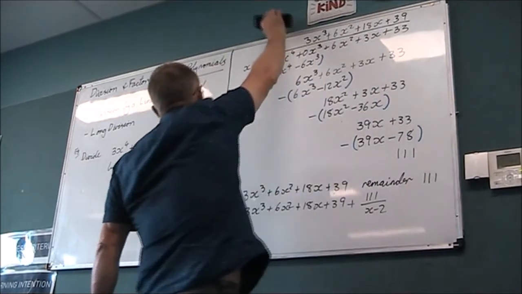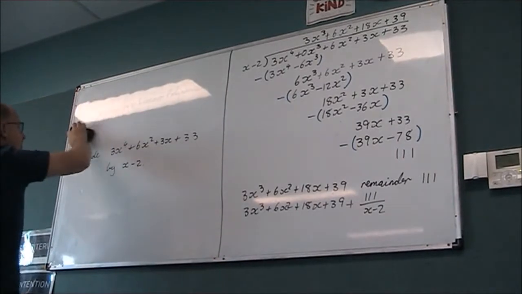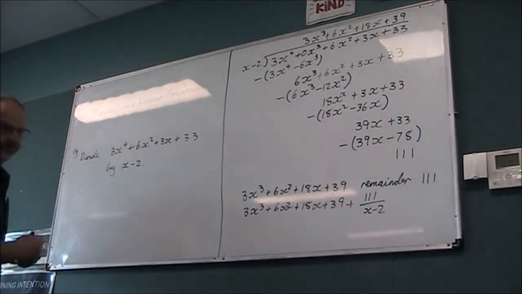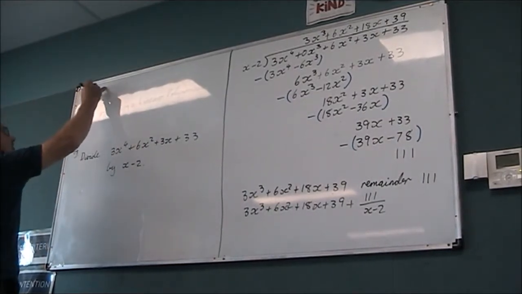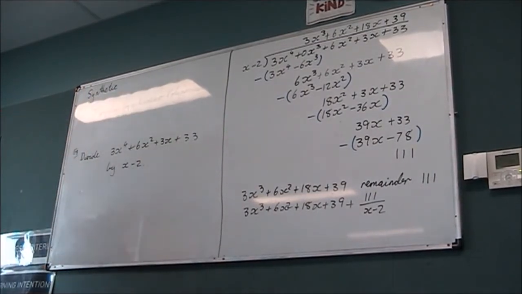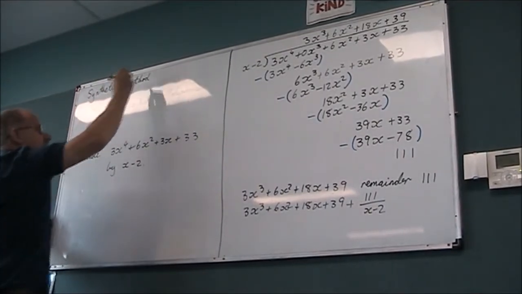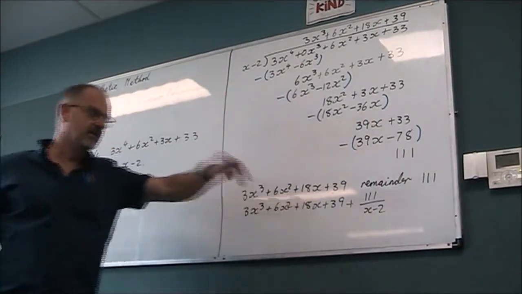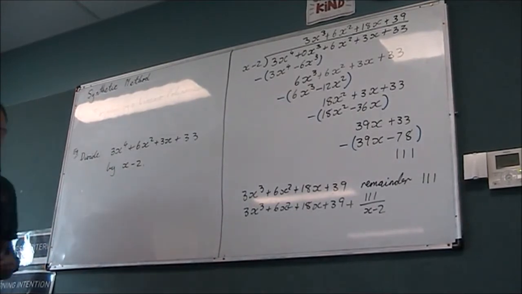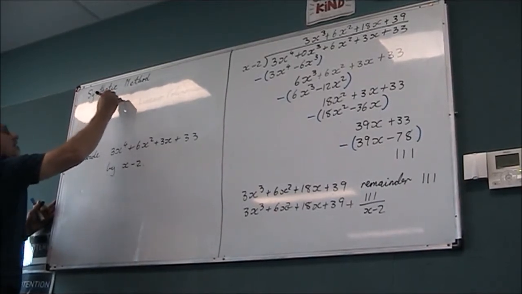Synthetic division is another way of doing it. So let's have a look at the synthetic method. You can do the same question. I'm going to do exactly the same question. Alright, so there's your long division method, and what I'm going to do here is the synthetic method. So for the synthetic method, x minus 2 is the factor.